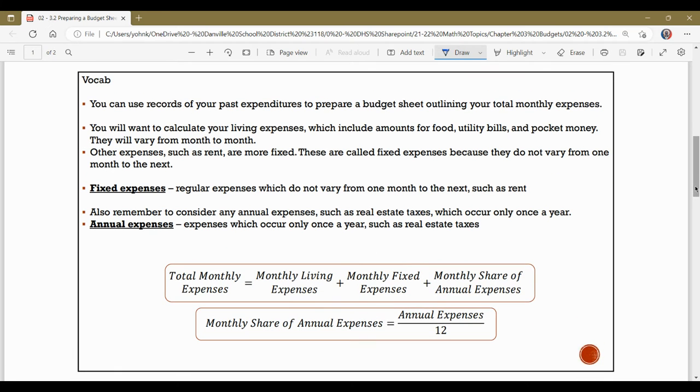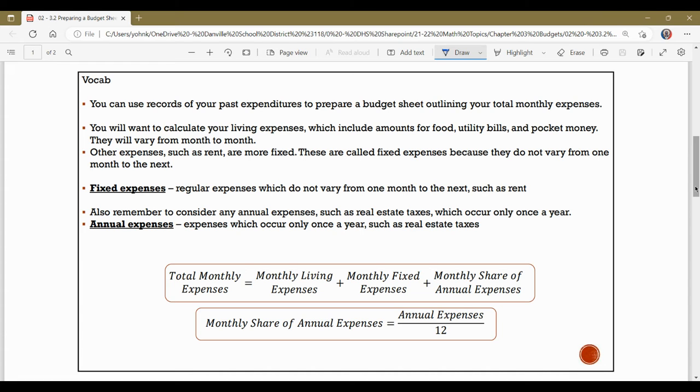You can use records of your past expenditures to prepare a budget sheet that outlines your total monthly expenses. You will want to calculate your living expenses, which includes amounts for food, utility bills, and pocket money. Those vary from month to month. Other expenses, such as rent, are more fixed. These are called fixed expenses because they do not vary from one month to the next. So fixed expenses could be rent, health insurance, the cable bill, or the sewer bill.